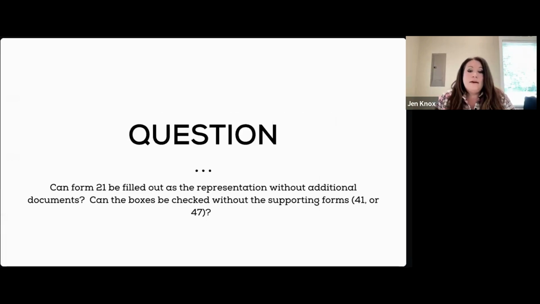So some things to think about. I wanted to pull up some questions that we can use in our real life situations here. Can Form 21 be filled out as the representation without additional documents? Meaning, can the boxes be checked without supporting forms like a 41, which is a buyer agreement, or a 47, a seller agreement?